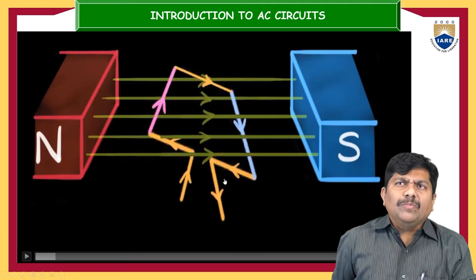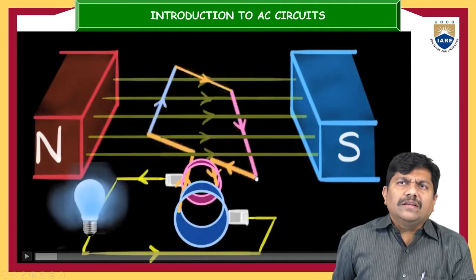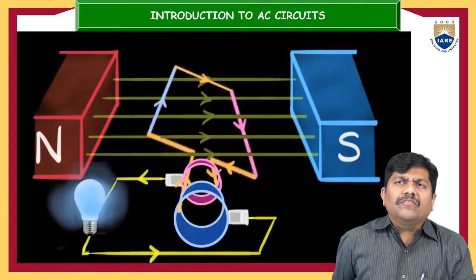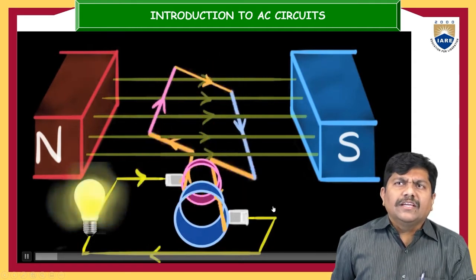And what will be the current direction? That is very, very important here. In what direction will it be developed? The current direction we can find with the help of a right hand rule, Fleming's right hand rule. This is also called the generator rule.